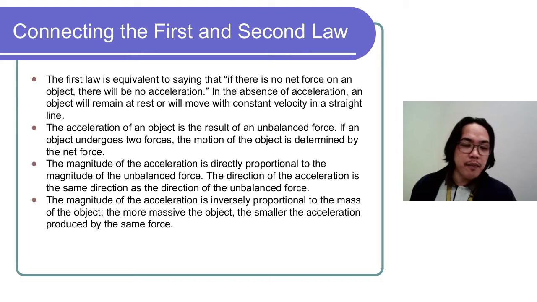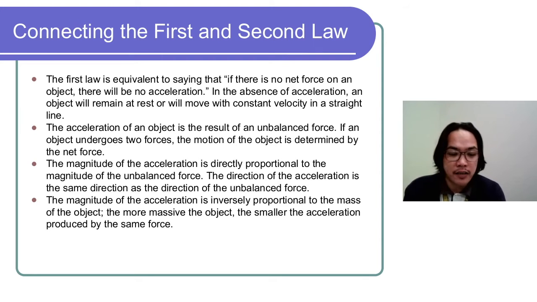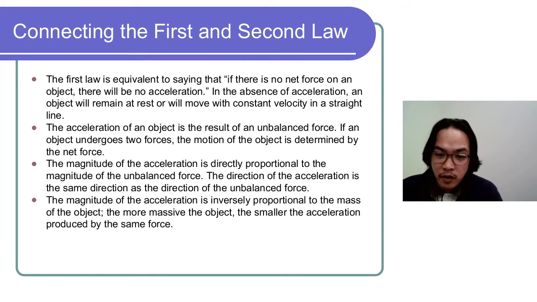So who can write the first law of motion? An object in motion stays in motion, an object at rest stays at rest, or an object will stay in place. If there is no net force on an object, there will be no acceleration. Very good. So that is what the first law states. An object will stay at rest, an object will stay in motion unless acted upon by an unbalanced force. And when an unbalanced force is applied, then there will be acceleration.